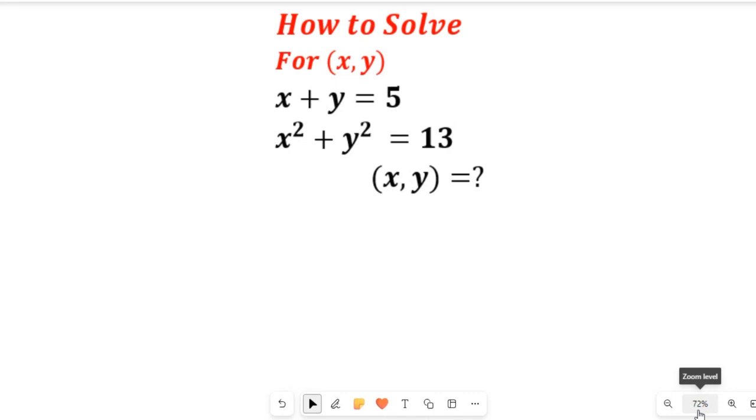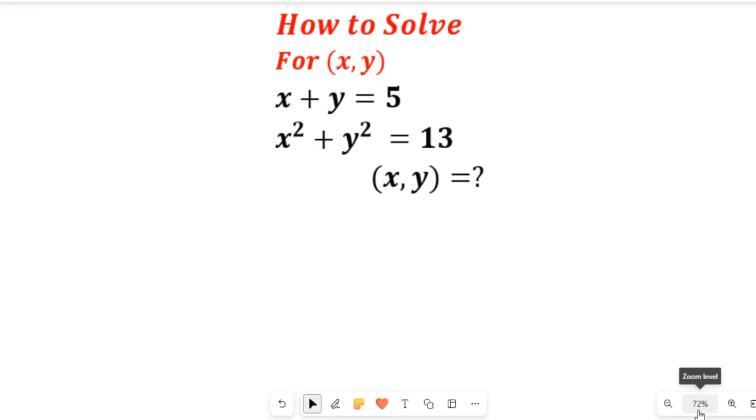If you're asked to solve this equation for the value of x, y, the first thing that will come into your mind is simultaneous equations, one linear, one quadratic. And if you look at this quadratic, it's a quadratic of two variables. So how do we go about solving this equation?